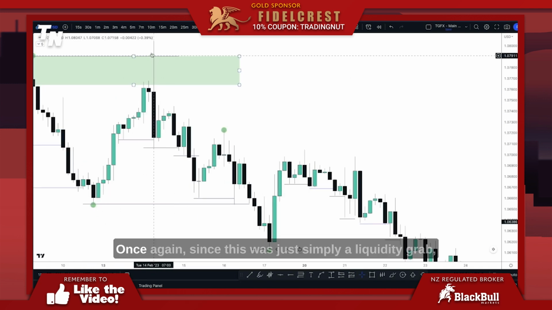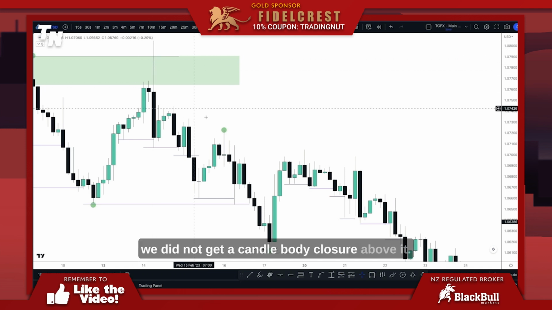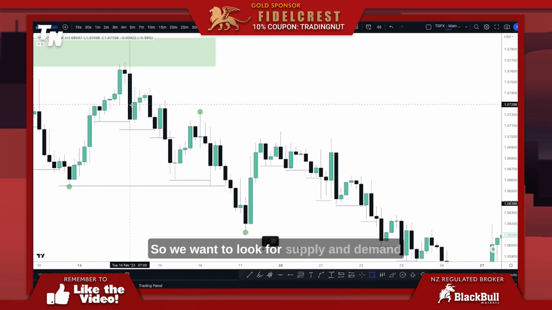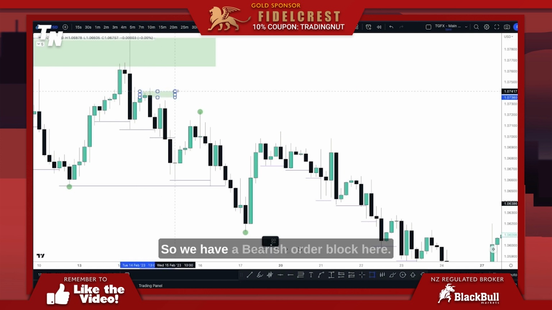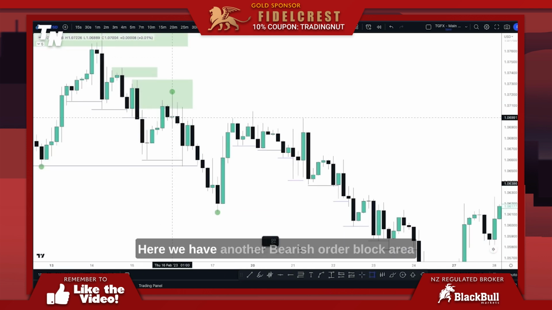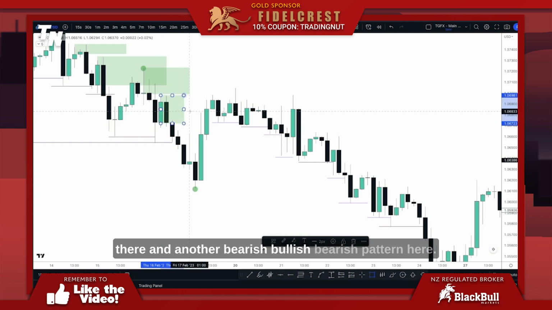at the high. And once again, since this was just simply a liquidity grab, we did not get a candle body closure above it. We are looking for a continuation of sales. So we want to look for supply and demand and order blocks being created in that direction. So we have a bearish order block here. We have a bearish, bullish, bearish continuation pattern here. We have another bearish order block area there and another bearish, bullish, bearish pattern here.